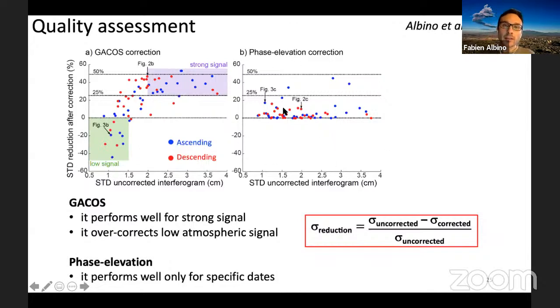As you see on the right, the phase elevation correction only has high quality for specific dates. This is because only these dates have more stratified components. So there is no trend, no correlation; it is only specific dates that will be better corrected by the phase elevation correction. We did this quality assessment for this volcano, and now we try to expand and look at other volcanic environments, such as Turkish volcanoes, and apply the method I developed for this work to other places to see how it works.